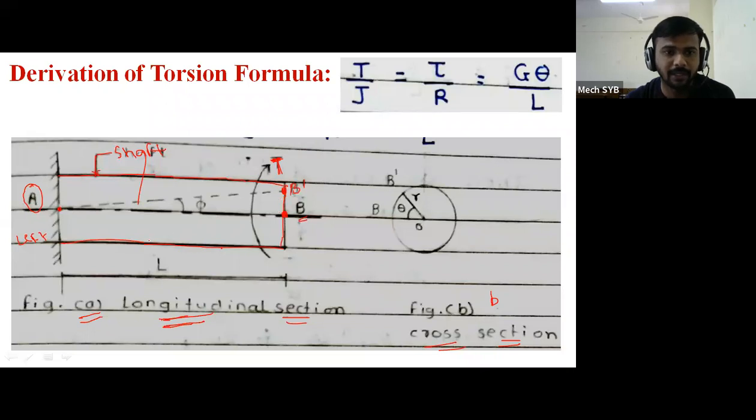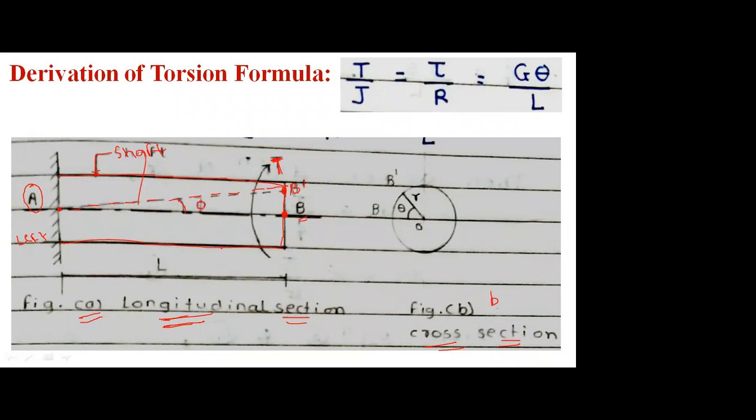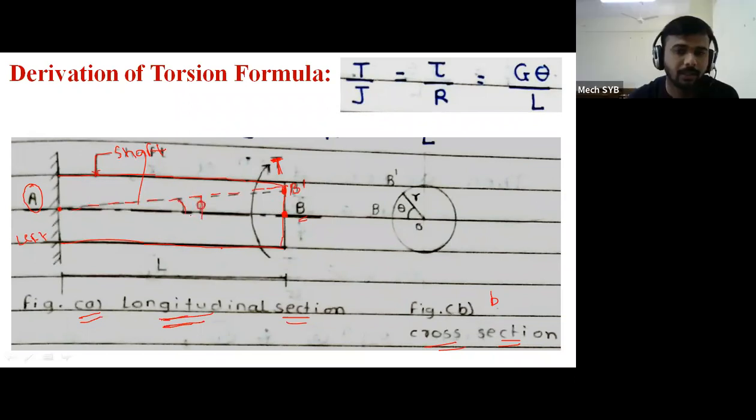If I join one line, that is A B dash, here you will get one angle. For example, like this, this is one dotted line, and this angle you will get. So why will you get this particular angle?